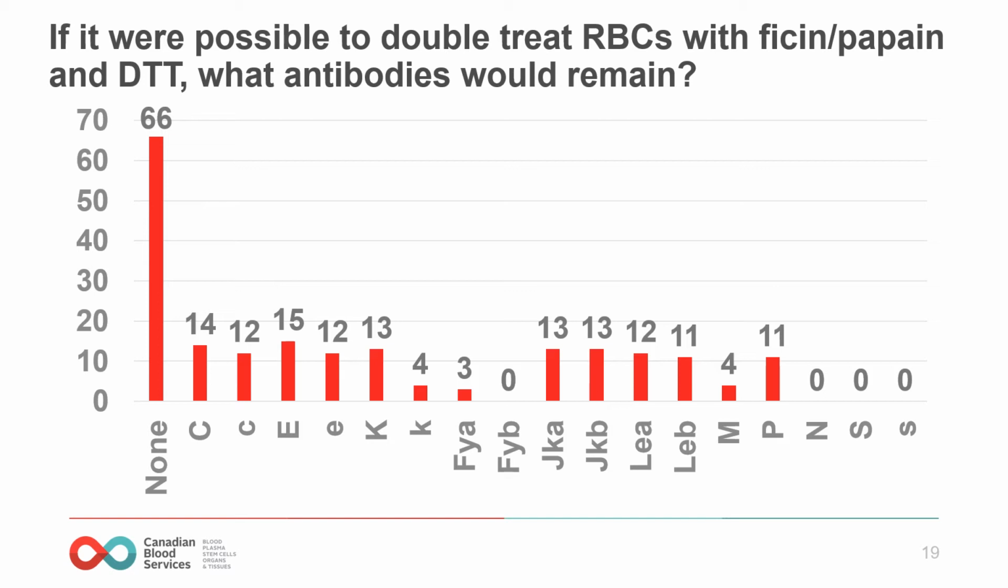We have to remember that Duffy A and M antigens are destroyed by ficin and papain, and Kell, or big K, antigen is destroyed by DTT.